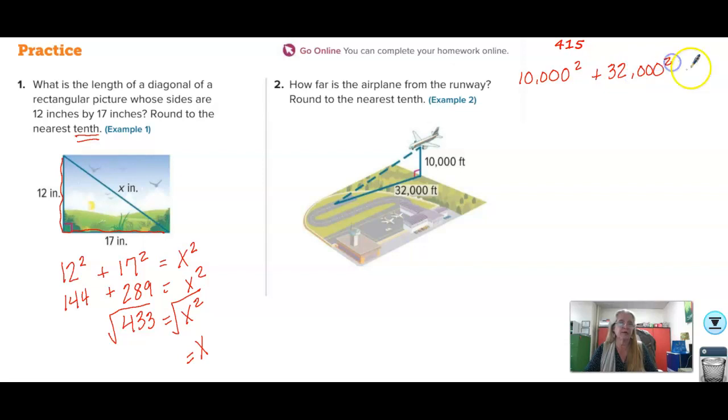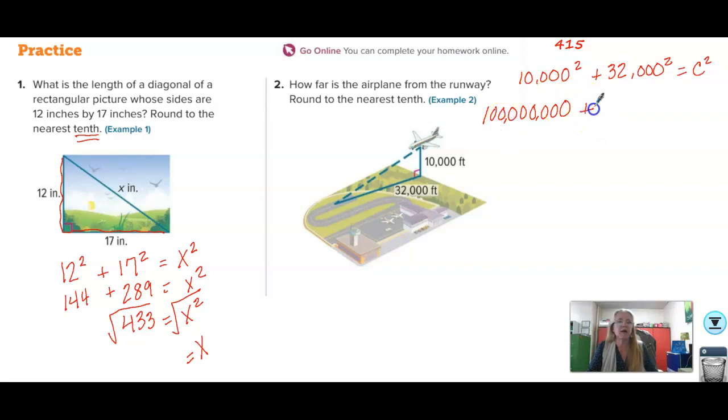I wonder if our calculator can handle that, equals c squared. We're going to find out. All right, so 10,000 squared. It can do it. It's a 1 with 8 zeros. How much is that? 100 million.